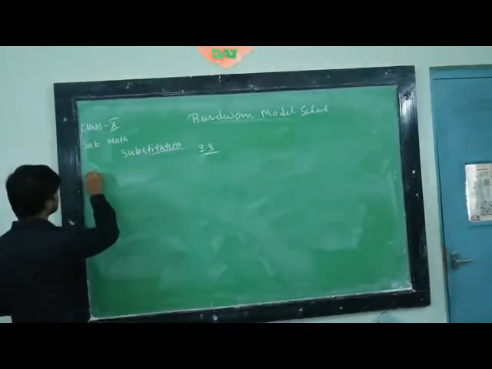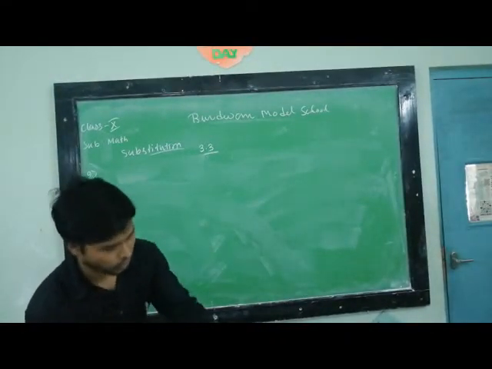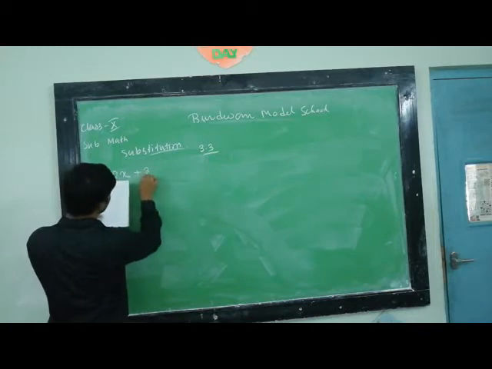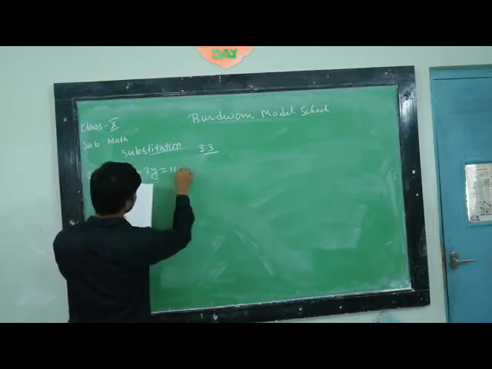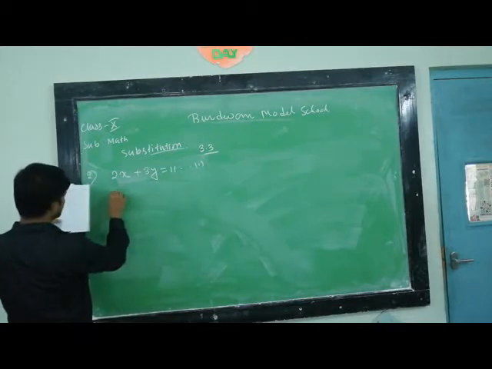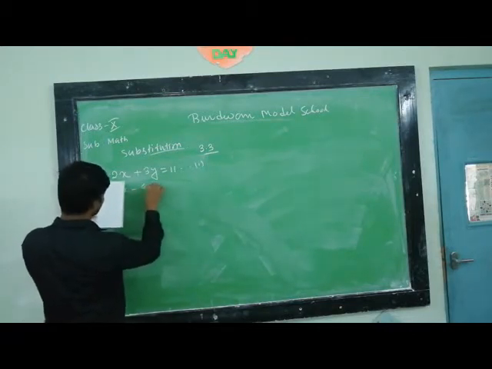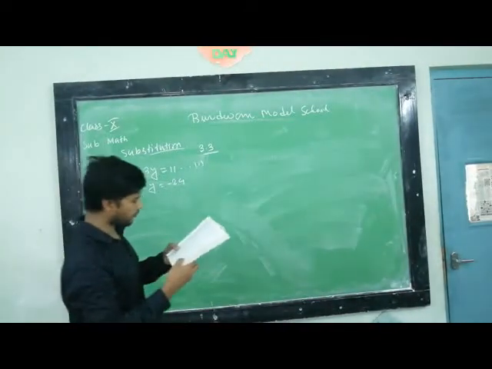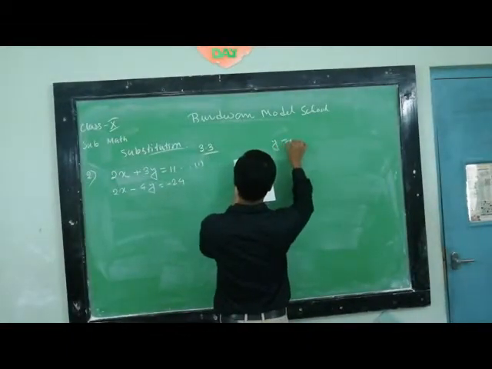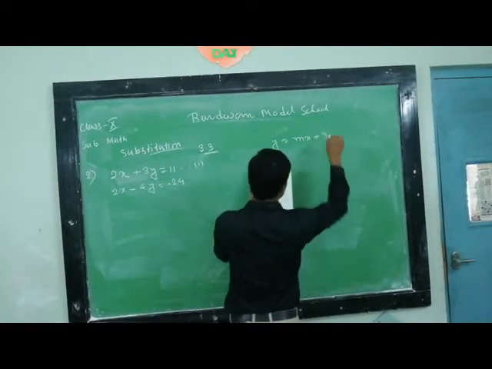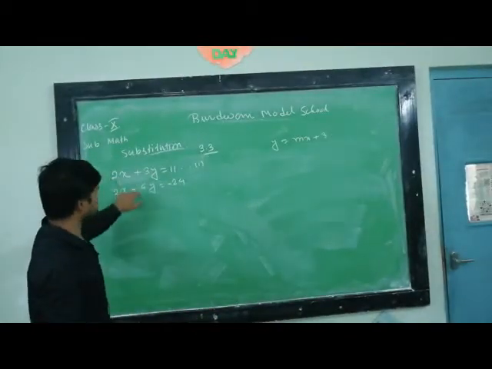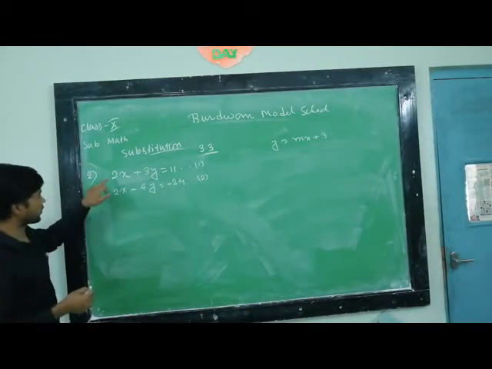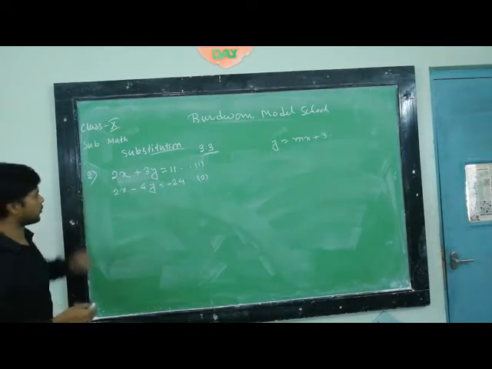Question number 2 is: solve the equations 2x plus 3y equal to 11 and 2x minus 4y is equal to minus 24, and hence find the value of m for which y equal to mx plus 3. So first we have to solve these equations. Okay, so let's solve it. First calculate the value of x or y from equation number 1.